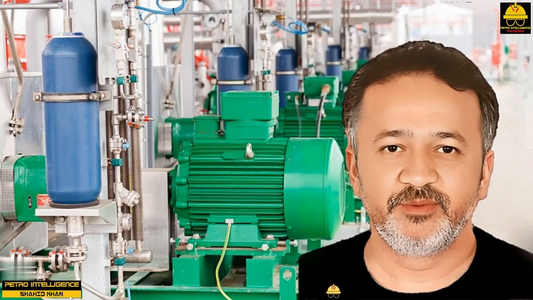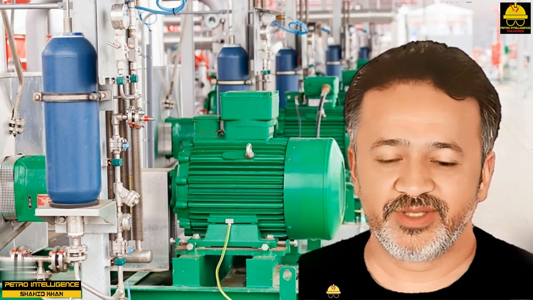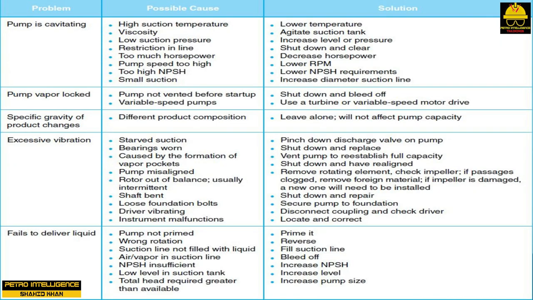Troubleshoot typical pump problems. If pump is cavitating, there might be high suction temperature, high viscosity, low suction pressure, restriction in line, too much horsepower, pump speed too high, NPSH, small suction. To solve this, lower temperature, agitate suction tank, increase level or pressure, shut down and clear restrictions, decrease horsepower, lower RPM, lower NPSH requirements, increase diameter suction line.